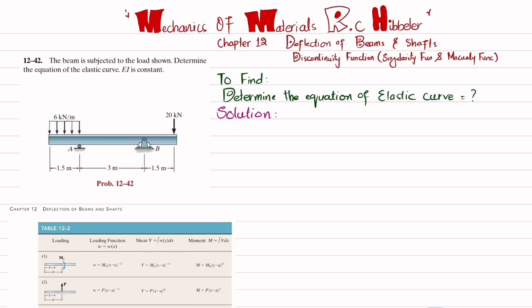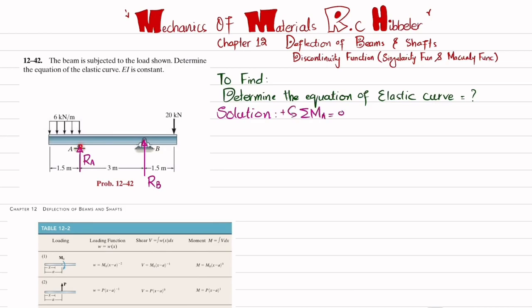So first, if you remove the support at point A, you will have a reaction force, let this be RA, and if you remove the pin support at point B, you will have a reaction force which is RB. We'll find these reaction forces by using equations of equilibrium. The first equation of equilibrium is that the sum of all moments about point A is equal to 0, taking the counterclockwise moment as positive.